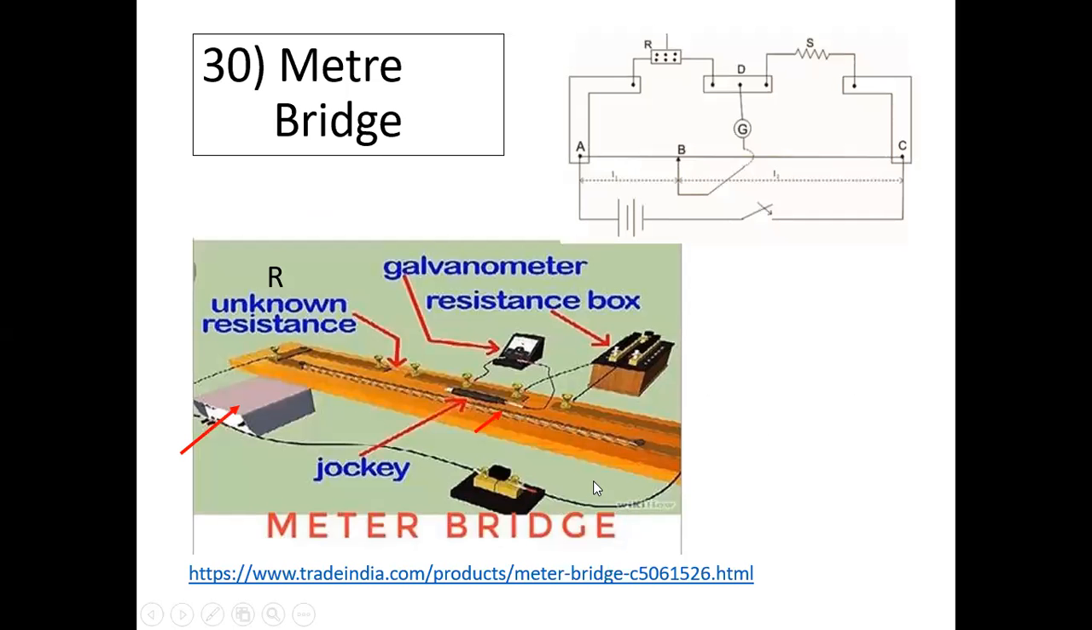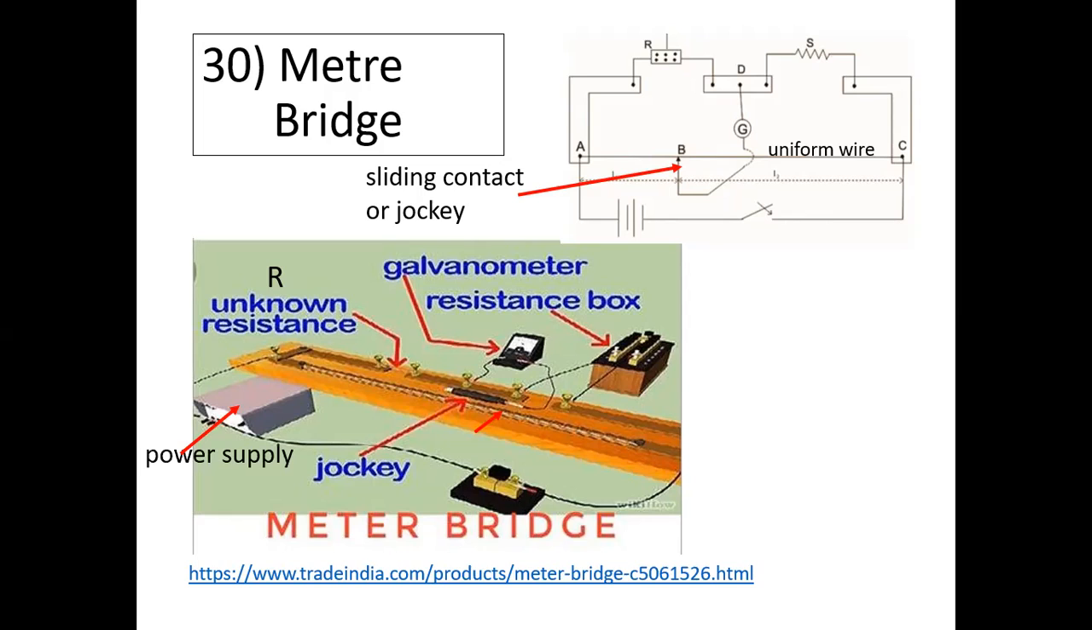That's how it looks. Either you draw it this way or you can see it that way. Let's look at some of the things there. It's a uniform wire. There's a meter rule there, and the uniform wire is on that. There's your jockey. What's a jockey? It's just a sliding contact, just a pointer.